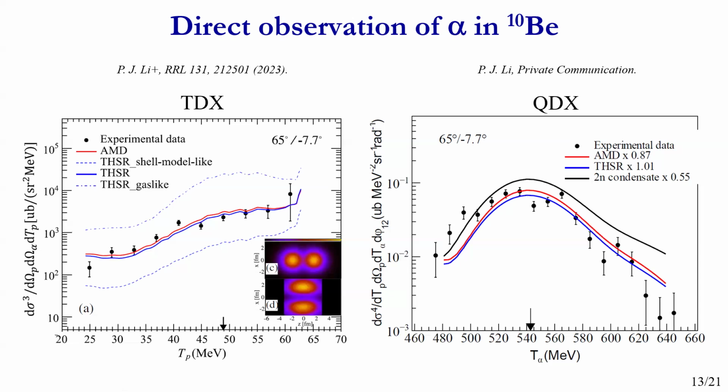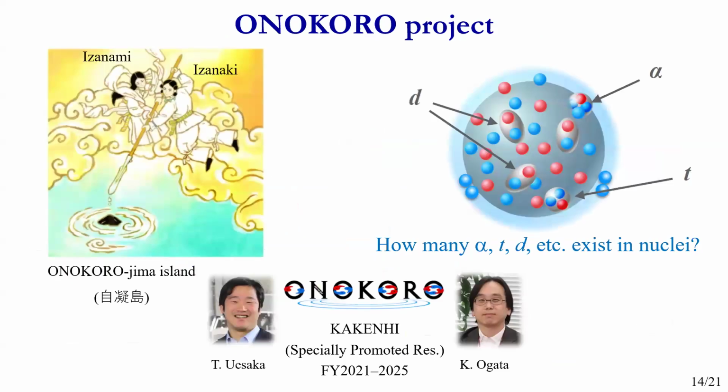In this case, alpha is in the S-wave orbit. So the cross-section should have one peak. I mean, the momentum distribution should have one peak, and this cross-section shows that nature. So this shows clearly that QDX should be used rather than TDX. I regret this, actually.